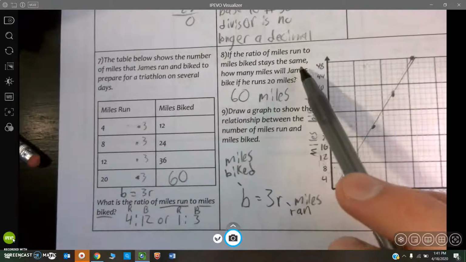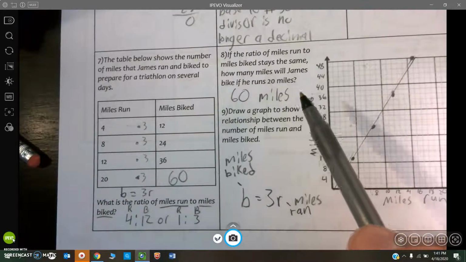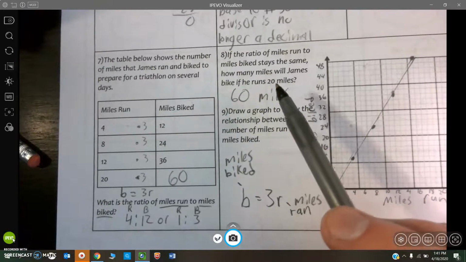Over here, if the ratio of miles run to miles biked stays the same, how many miles will James bike if he runs 20 miles?